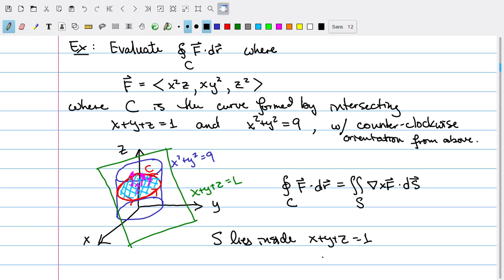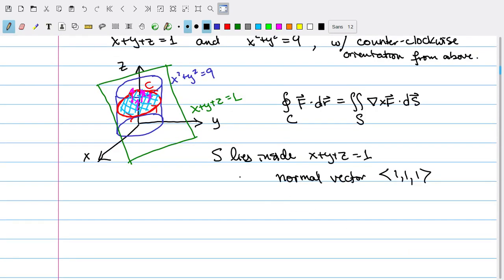And a normal vector to a plane from the plane equation is obtained just from ripping off the coefficients of x, y, and z. So the normal vector for this plane is going to be just the vector 1, 1, 1. And a local normal unit vector will be the vector n hat, which is just going to be 1 over the square root of 3, 1 over the square root of 3, 1 over the square root of 3.